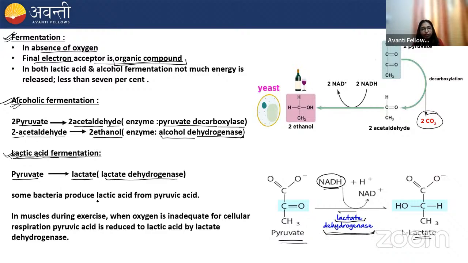There are some bacteria which produce lactic acid from pyruvic acid. Even in the muscles, when we do extensive or excessive exercise, there's a lack of oxygen in our muscles, and because of the lack of oxygen, the pyruvate gets converted into lactic acid.